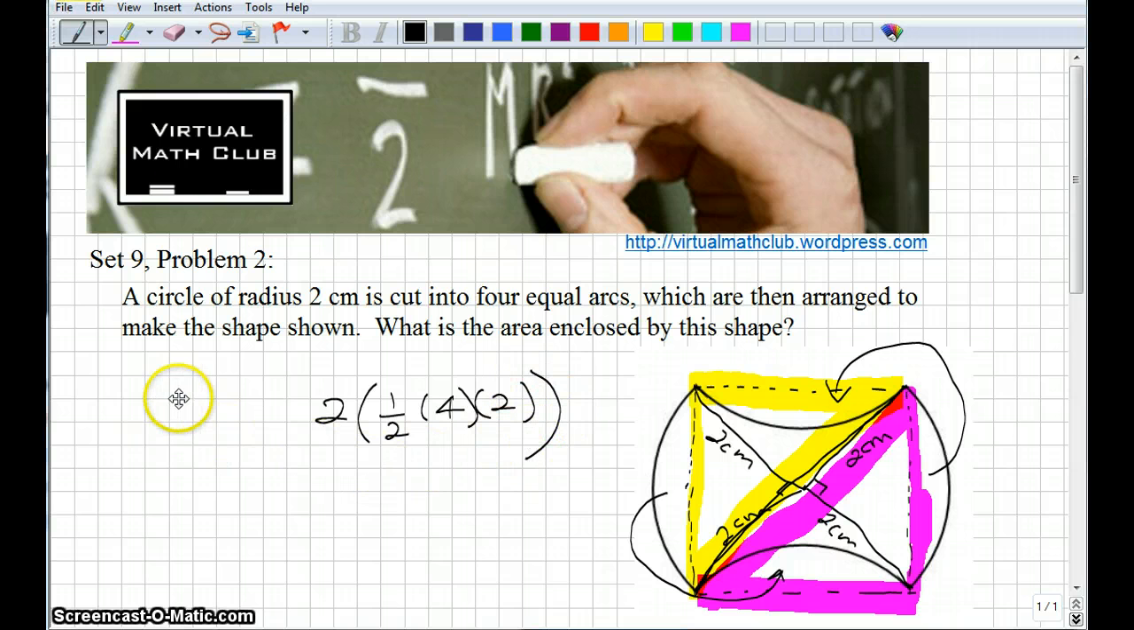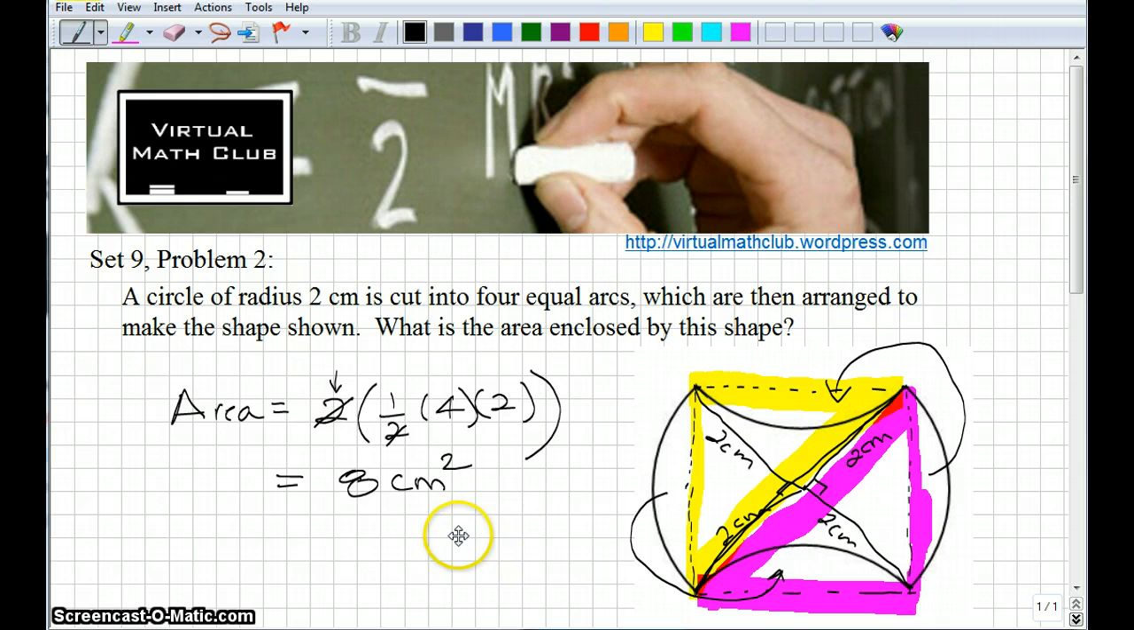Okay, so the area is equal to that. We have two triangles, that's what this 2 comes from, two triangles that have a base of 4 and a height of 2. So 1/2 base times height. You can see we can divide the 2 in half there. So we end up with 8. And our units are square centimeters.